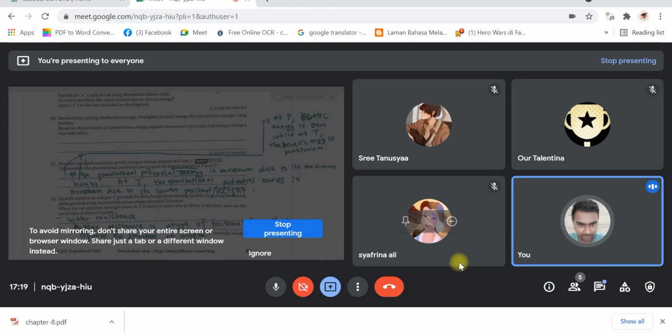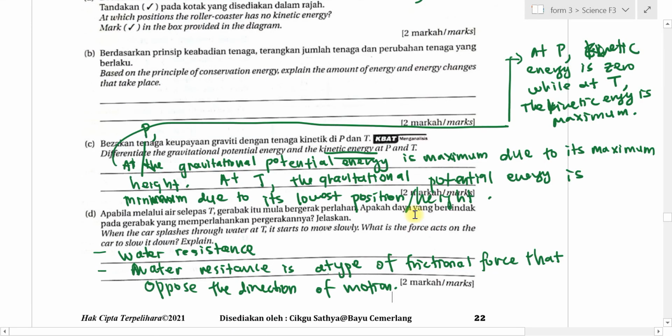Sir, is buoyant force related to the floating of an object? Not here. It's about floating. Buoyant force is about floating, remember that.